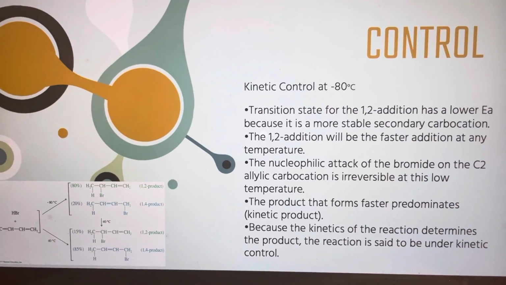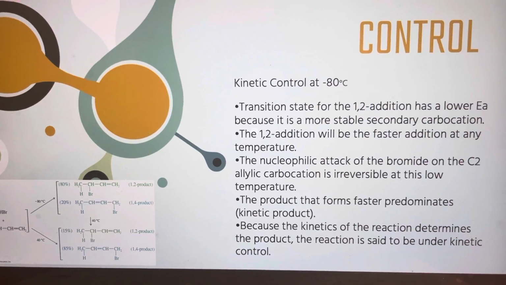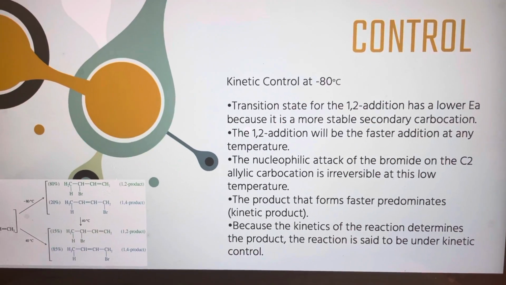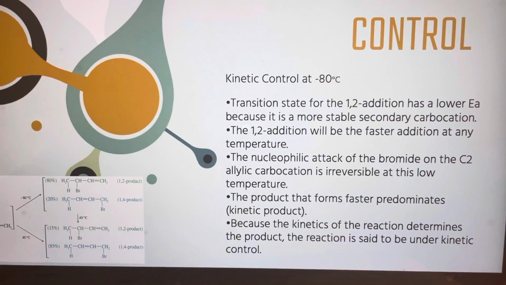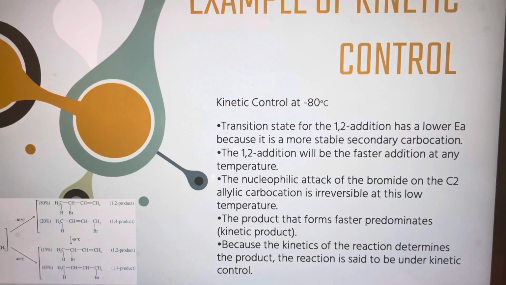This basically means that the 80% 1,2 product we see was formed at a low temperature. It was formed faster, which shows a kinetic product and a kinetic control.